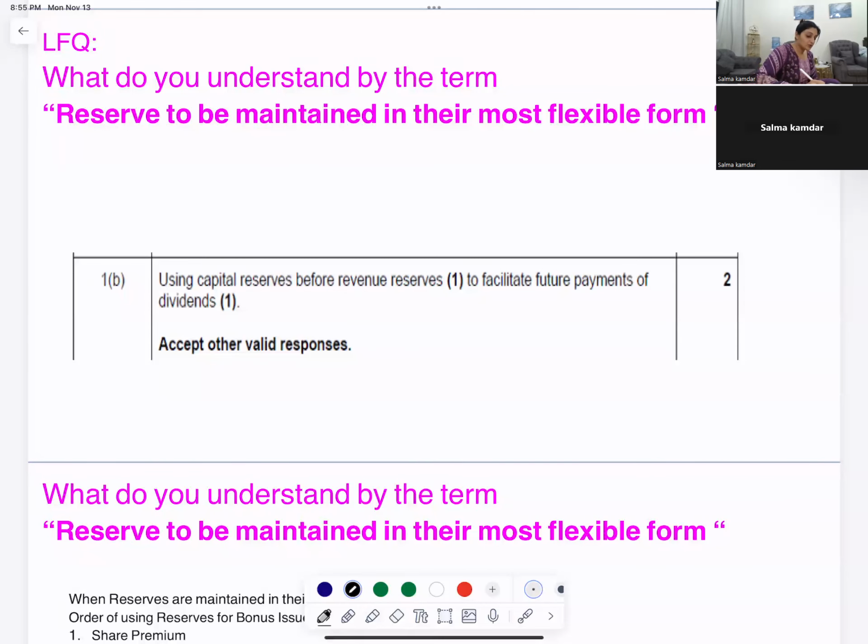Okay. What do you understand when you say that you should maintain the reserves in the most flexible form? So when they say you should maintain the reserves in the most flexible form, it means that you should use the capital reserves before your revenue reserves so that when there are any future payments of dividend, you can easily do it. So when you use capital reserves first, then you will use your revenue reserves. It means you are using your reserves in the most flexible form.